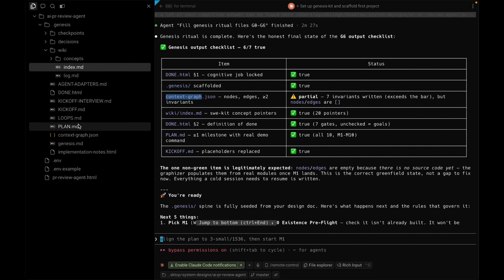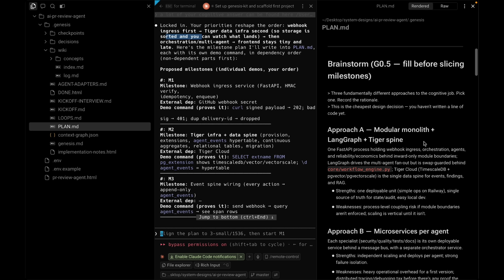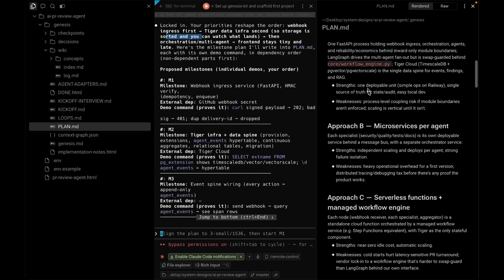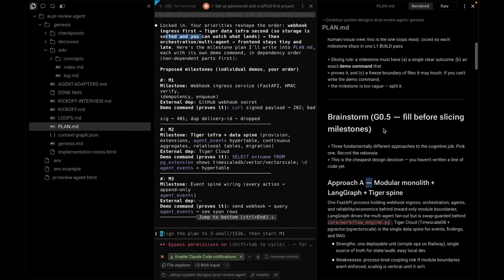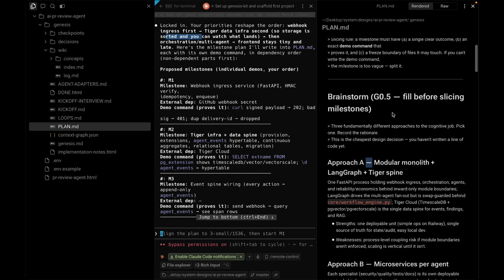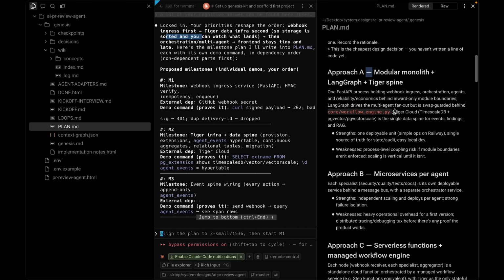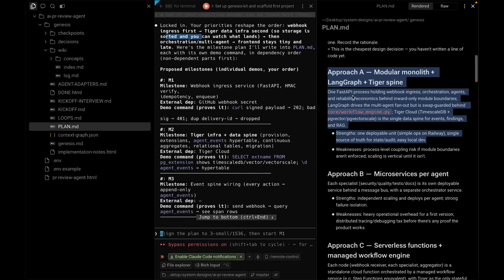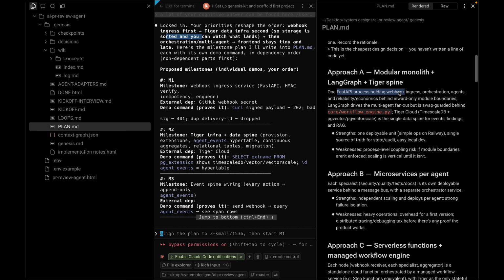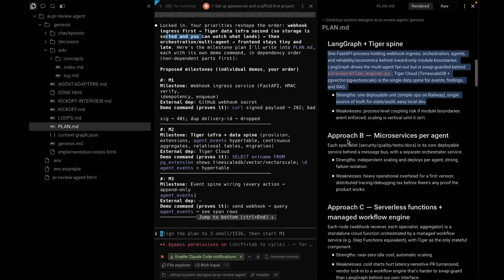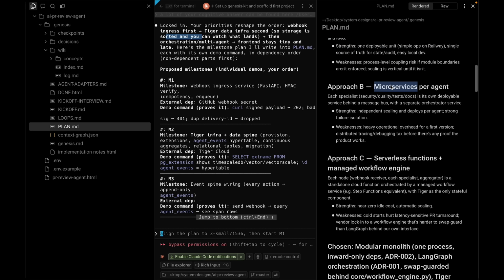Then your plan.md is a very, very detailed plan. Basically, what is your approach? For example, we brainstormed a little bit. The approach was modular monolith plus LangGraph plus Tiger Spine, so one FastAPI holding webhook ingress. This is what we ultimately thought of. Then approach B can be microservices per agent.